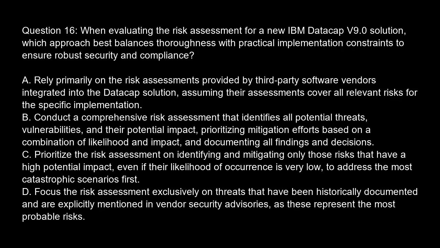Option B. Conduct a comprehensive risk assessment that identifies all potential threats, vulnerabilities, and their potential impact, prioritizing mitigation efforts based on a combination of likelihood and impact, and documenting all findings and decisions. Option C. Prioritize the risk assessment on identifying and mitigating only those risks that have a high potential impact, even if their likelihood of occurrence is very low, to address the most catastrophic scenarios first. Option D. Focus the risk assessment exclusively on threats that have been historically documented and are explicitly mentioned in vendor security advisories, as these represent the most probable risks.